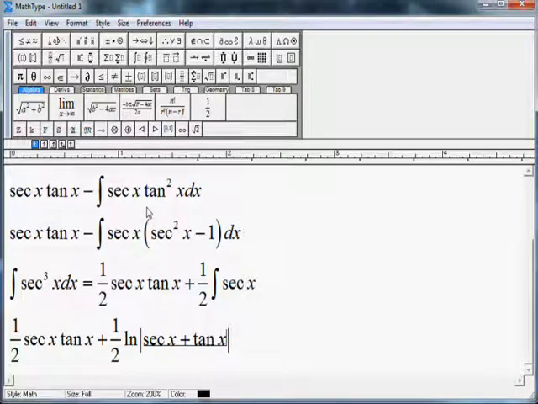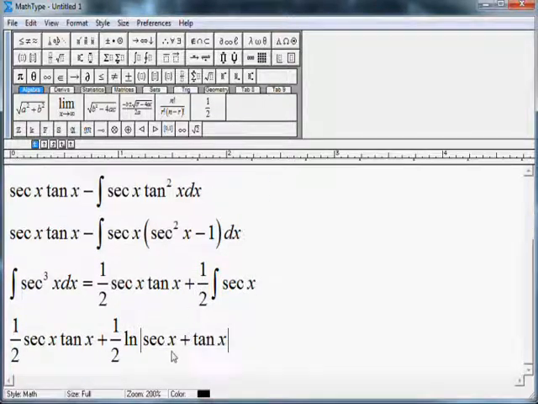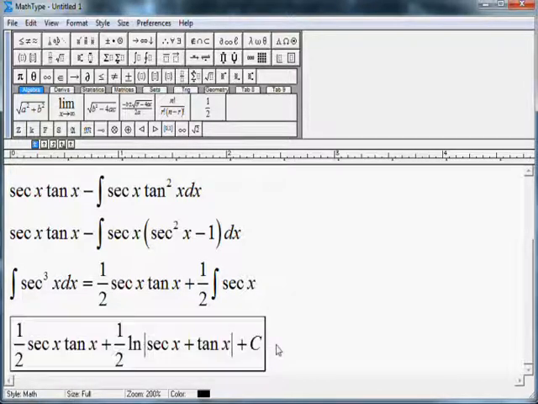Man, my notes are sloppy. Let me just see what I did here, because I don't want to give the wrong answer. Well, yes, that's correct. Leave in the comments if that's not correct, but the only thing wrong about this answer would be this sign right here.